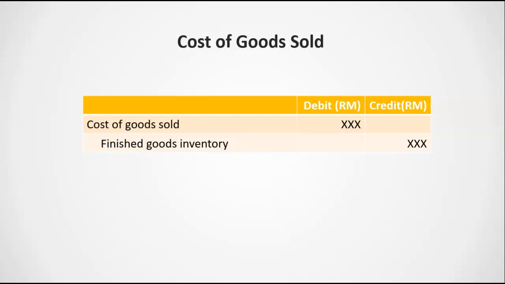The next one is cost of goods sold. The cost of goods sold refers to the finished goods value that are being sold to the customers. When sales of goods happen, its cost amount, which is cost of goods sold, is reflected in the income statement. Here, the recording will be as follows. Debit cost of goods sold and credit finished goods inventory.